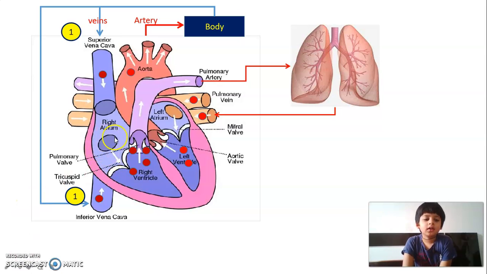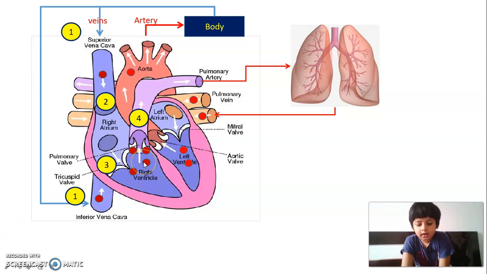Then the blood from the right atrium goes into the right ventricle. Step number 2 is to go into the right atrium. Stage 3 is that it goes into the right ventricle. From the right atrium, it enters the right ventricle. And then the 4th step is it goes through the pulmonary valve to the pulmonary artery.